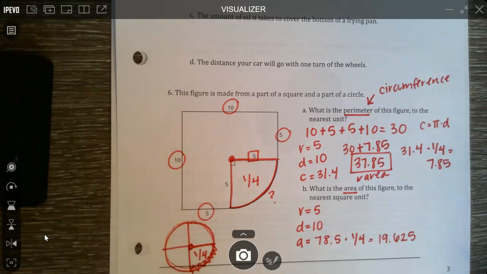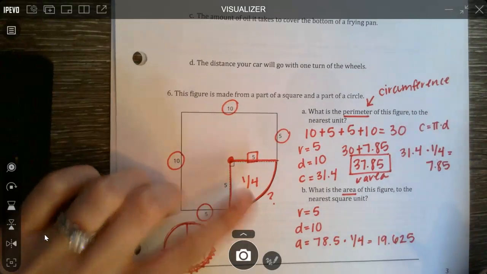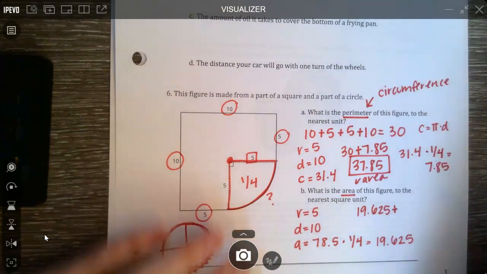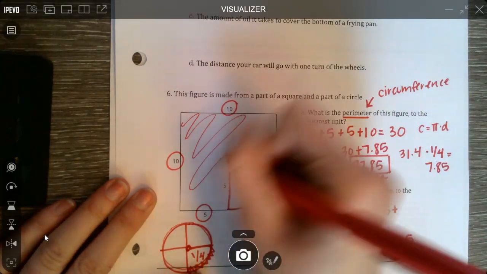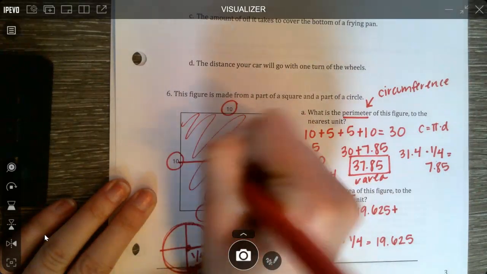I want you to try these numbers in your calculator. Don't just write it down because I'm writing it down. I want you to understand the process. Okay? So this is the area of this chunk right here. So I need 19.625 plus all of this. Well, I'm going to cut it up into pieces I know.